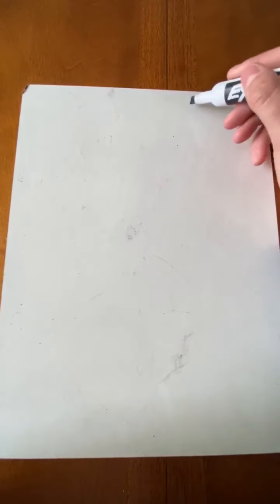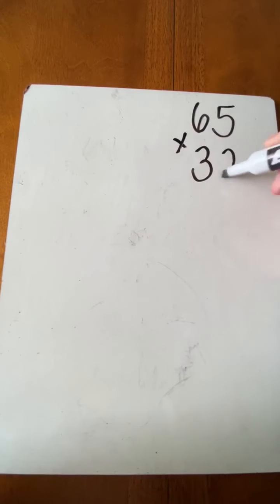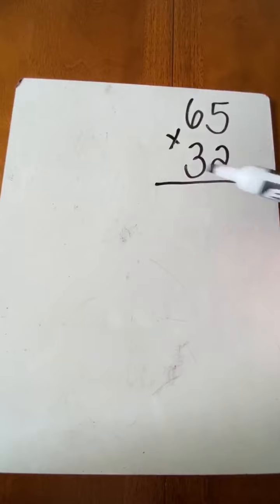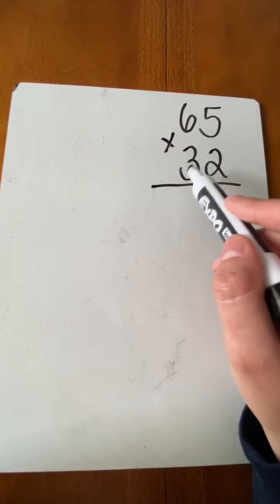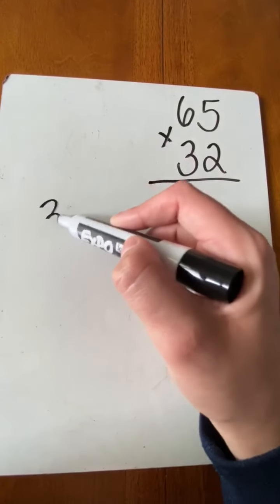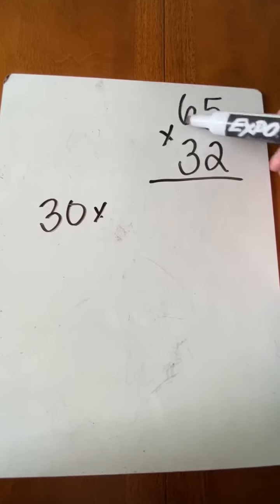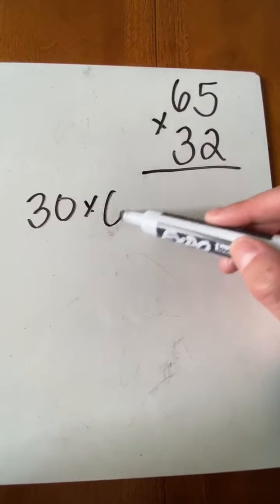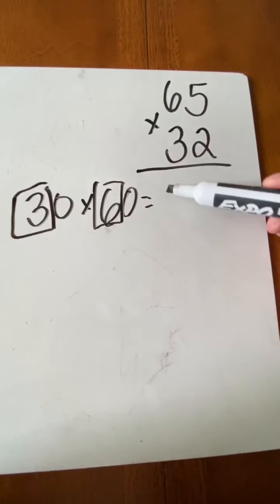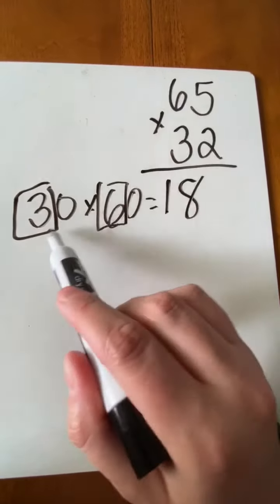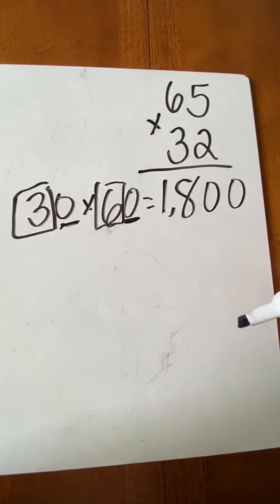Right, the next problem we're going to do is going to be 65 times 32. Okay, so again, I'm going to start with my tens place on the bottom here. So the 3 is in my tens place, so that's going to be 30. Multiply it by my 10 on the top, which is a 6. So I have 6 tens, which is 60. So 3 times 6 is 18. And then I have 2 zeros. So I'm going to add my 2 zeros on.